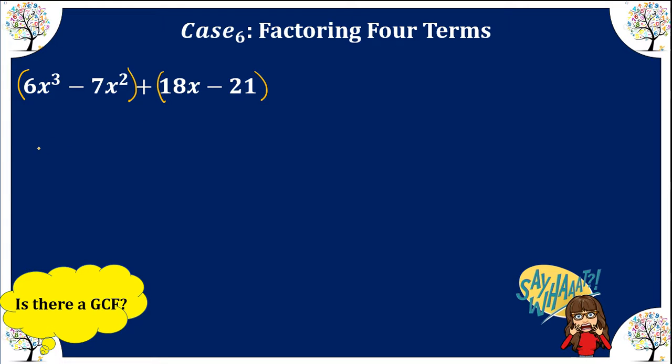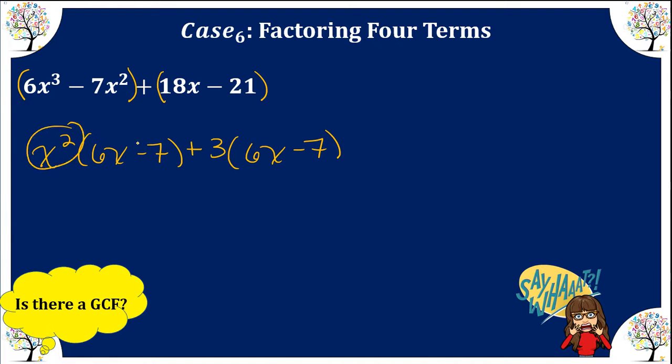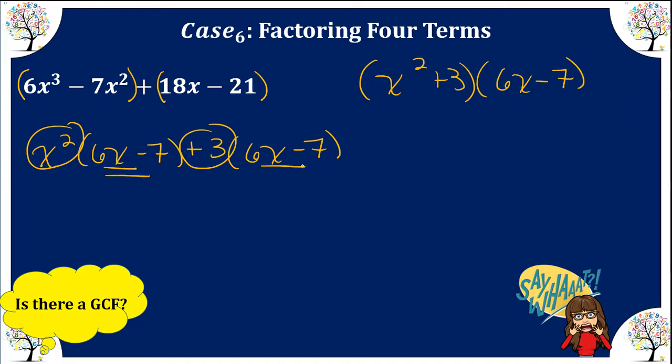We factor out the GCF. Now we are going to write our first factor with the GCFs. And then the second binomial factor is that common binomial, that common factor, 6x minus 7.